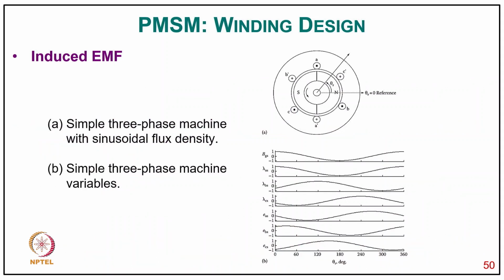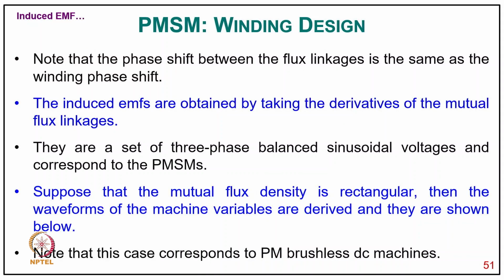So you can clearly see the typical simple three-phase machine with sinusoidal flux density and the three-phase winding in the diagram, and the simple three-phase machine with variables shown, the three induced EMFs and three flux linkages with the flux density, all with sinusoidal distribution. Note that the phase shift between the flux linkages is the same as the winding phase shift, and the induced EMFs are obtained by taking the derivative of the mutual flux linkage. They are a set of three-phase balanced sinusoidal voltages, corresponding to the PMSM.